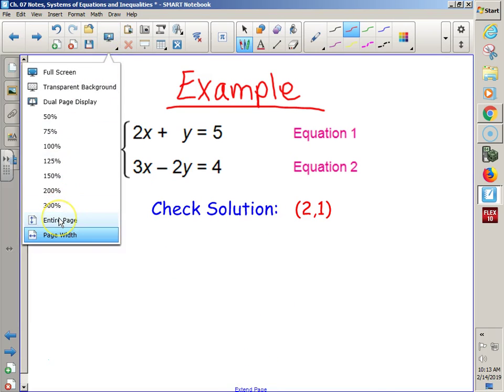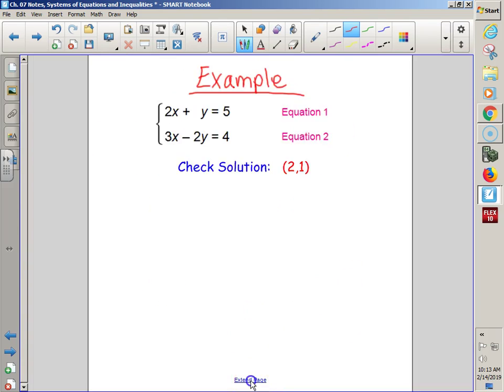The example says, I give you 2x plus y equals 5, and I give you 3x minus 2y is 4. And they say, hey, this guy's a solution. Do you agree? Well, what do you guys think? I mean, yes, it's always smart to agree with the book, but pause. They tell you to check. How can you check it's a solution?